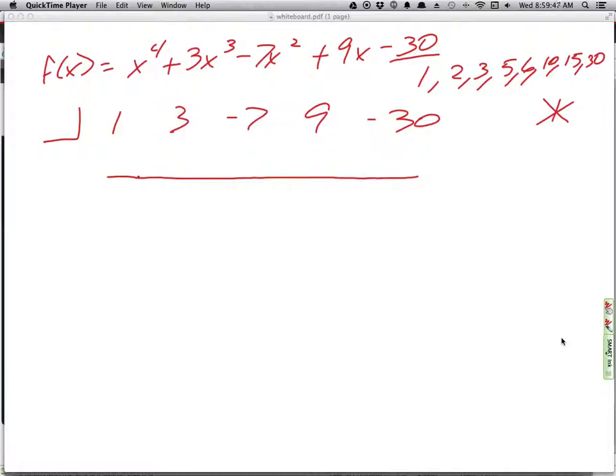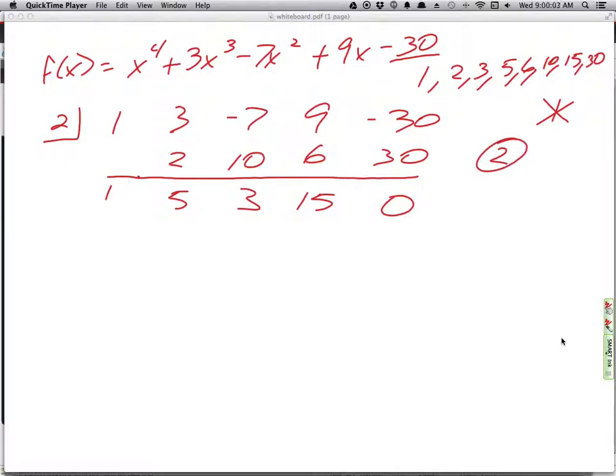What else do you want to try? 2? So 1, 2, 5, 10, 3, 6, 15, 30, and I get a 0. So that means 2 is a 0. Does that mean negative 2 is also a 0? It does not mean negative 2 is also 0.